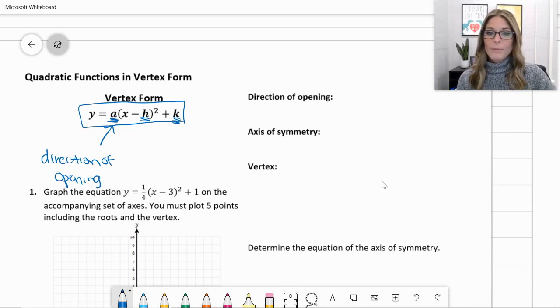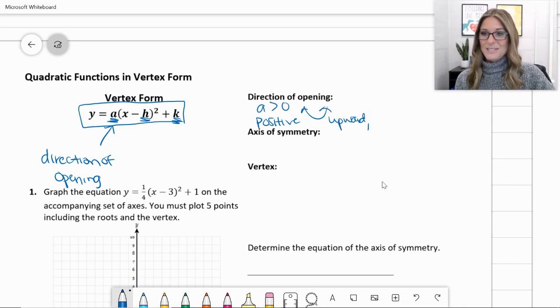So over here on the right, let's add that. The direction of the opening: when A is greater than 0, or it's positive, you are going to have a smiley face parabola opening upward. And just like with standard form, when A is less than 0, or it's negative, that parabola is going to be reflected over and look like a frowny face, opening downward.